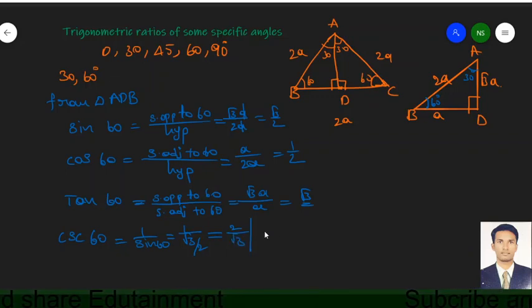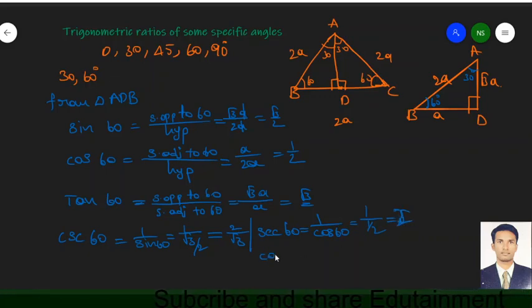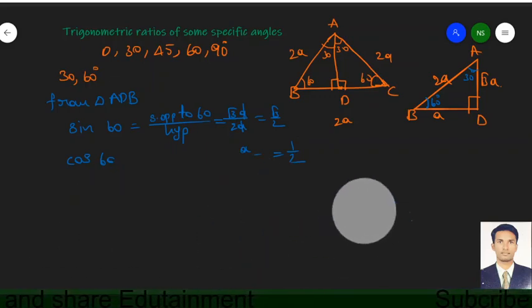Then we can find out secant 60, which is 1 by cos 60. So here we will get 1 divided by 1 by 2, which is 2. Then cotangent 60, which is 1 by tan 60. Actually tan 60 value is root 3. So cot 60 is 1 by root 3. Okay, in the same way we can find out for 30 also.